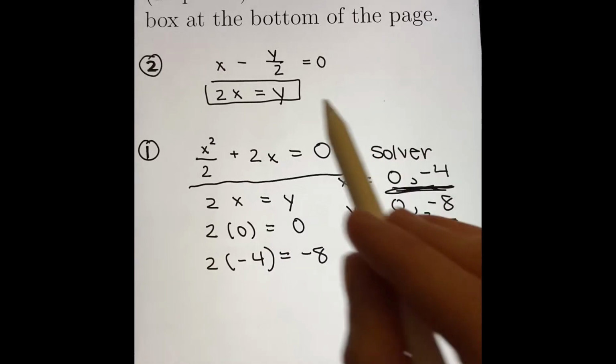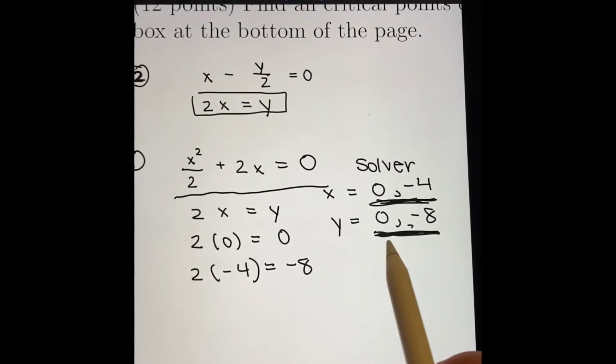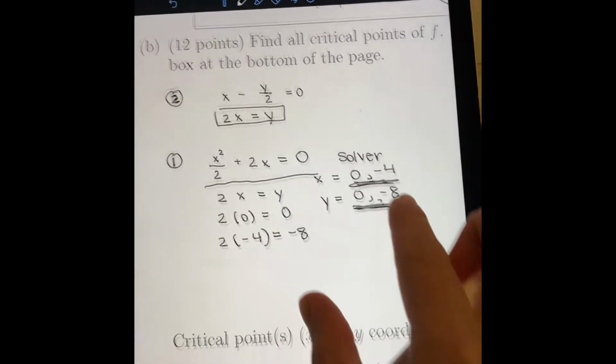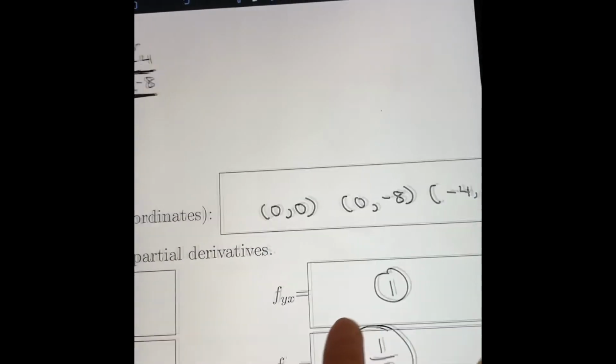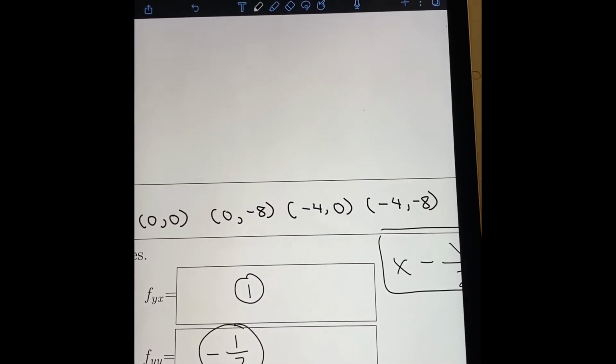Now substituting this back into the equation that I made, 2 times 0 is 0, so that's the y value, and 2 times negative 4 is negative 8, so that's the other y value. So the four coordinates I have are (0, 0), (0, negative 8), (negative 4, 0), and (negative 4, negative 8).